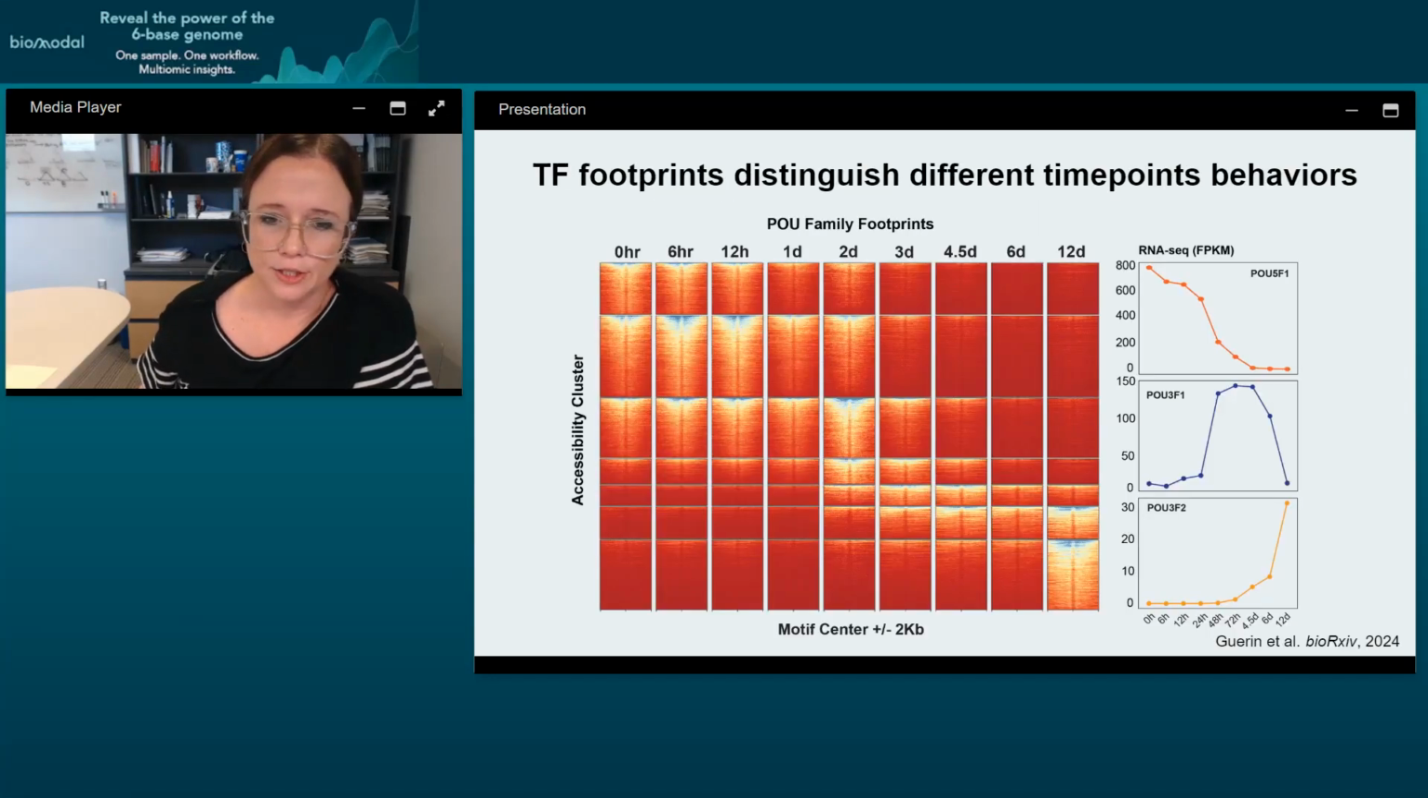And this is a larger representation of TF footprints over the whole 12-day time course. Each of the rows is the group of accessibility regions that we determined by clustering. And I'm showing you TF footprints for this POU family of footprints, which contains several family members that are active at different periods of time during the time course. That's depicted on the right, where you see the RNA-seq levels for 3 different family members. One is OCT4, which is the pluripotency factor that goes down over the time course, and then another family member that's transiently expressed, and then the last one that is expressed very late in the time course, and the footprints of these family members over time.